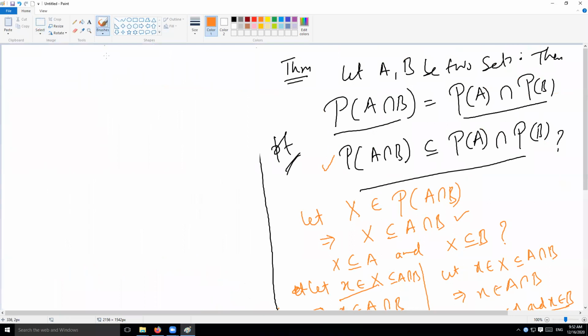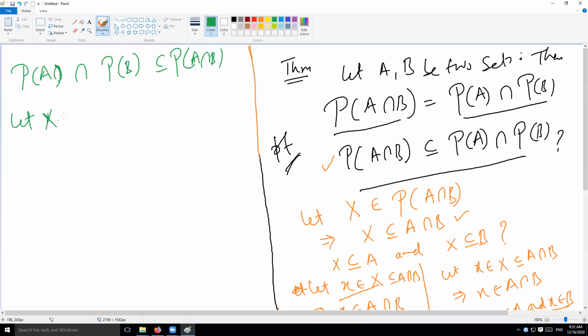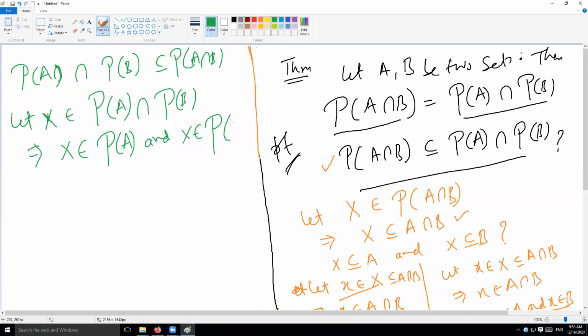Okay, let's do the other way around. Why is the power set of A intersection the power set of B contained in the power set of A intersection B? So let's pick an element, say X, from the power set of A intersection the power set of B. This means that X is in the power set of A and X is in the power set of B.